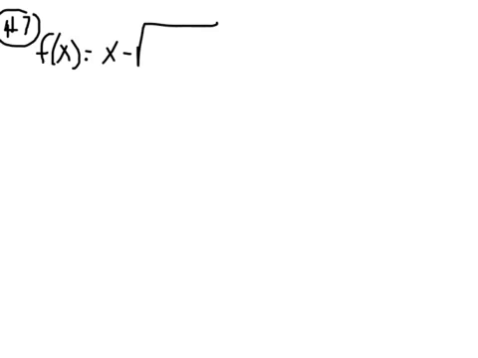Let's look at maybe 47. You're going to do 43 just like you did 41, so I'll just skip on to 47. You have the function f of x is equal to x minus the square root of x times x minus 1.